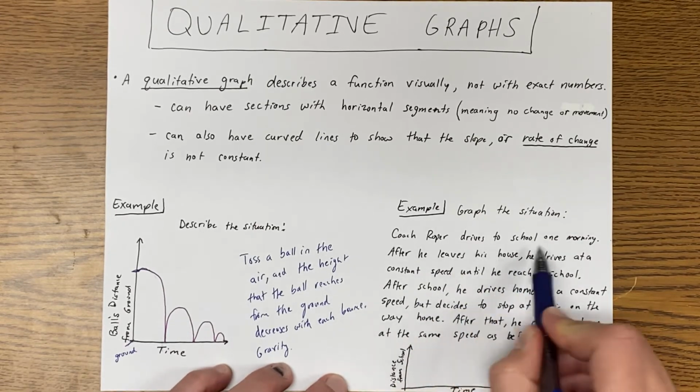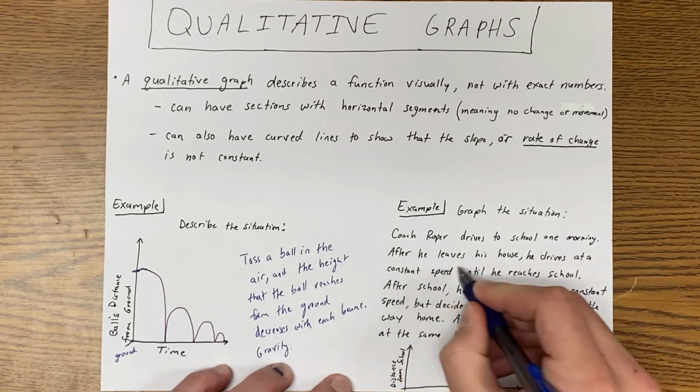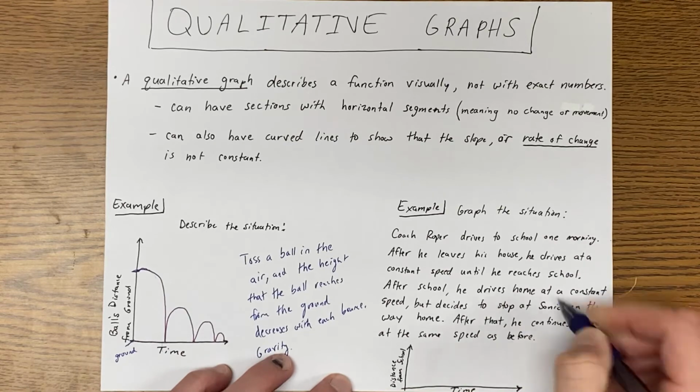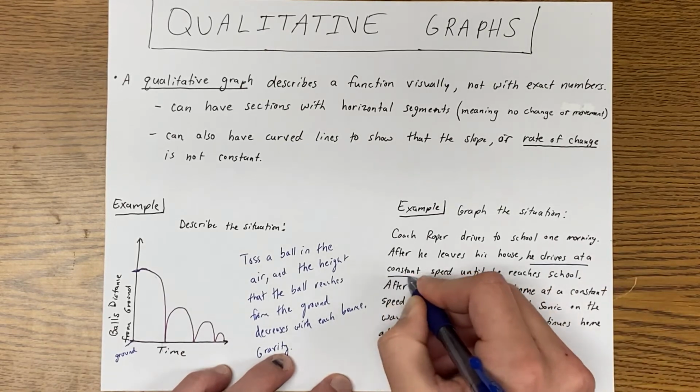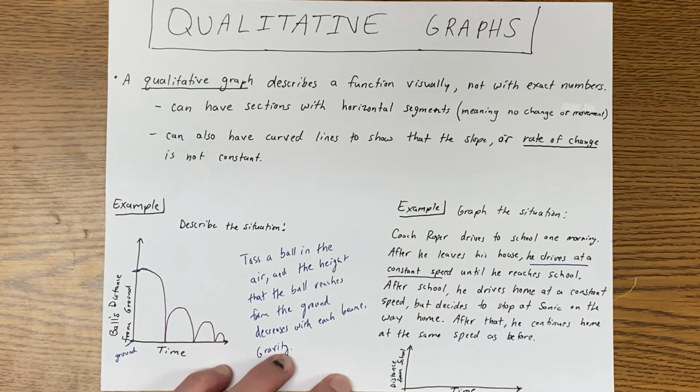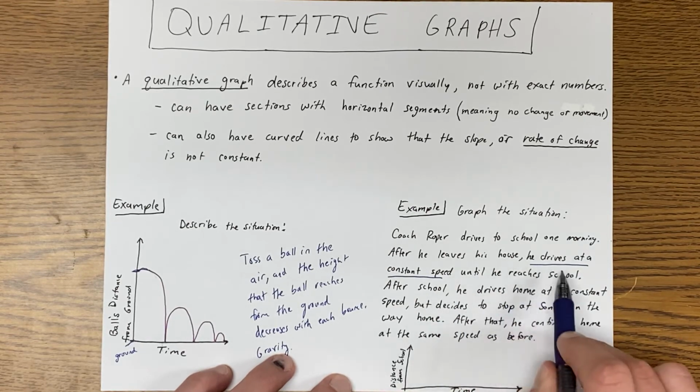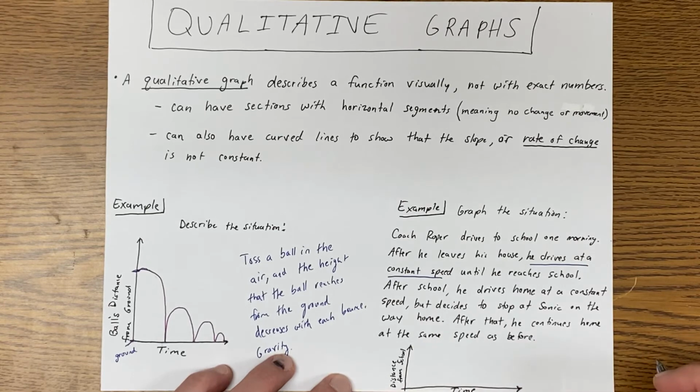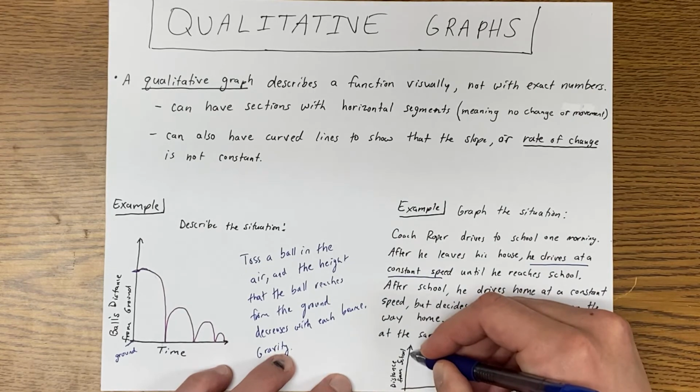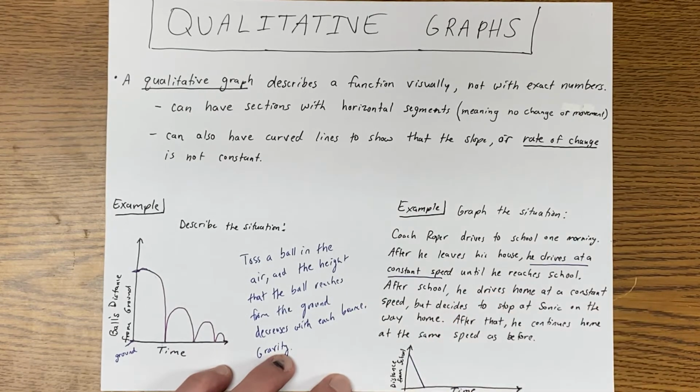So it says we drive to school one morning, all right? After he leaves his house, he drives at a constant speed. I like to underline the parts of our graph here, the different sections. So we're starting at our house, right? We're not going to start down here, because down here, remember, is school. So we're going to start somewhere up here, and that's going to represent us starting at the house. And it says after he leaves his house, he drives at a constant speed until he reaches school. Okay, so we're talking about distance here. So we have our constant speed until we have reached school. Okay, so we started at home and we're on the way to school.